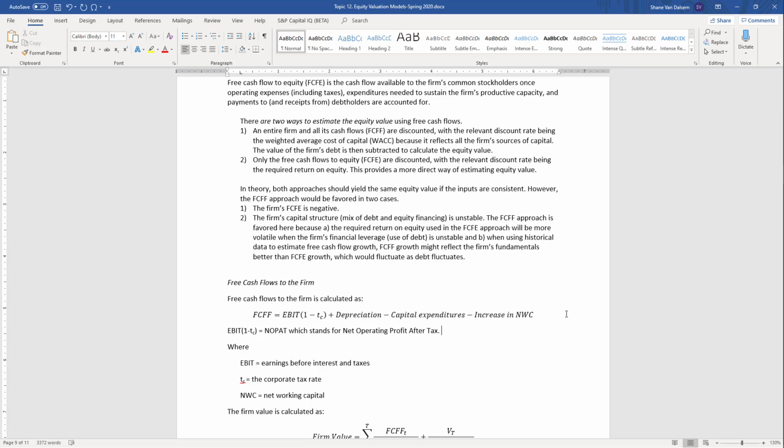We subtract out capital expenditures, and we subtract out the increase in the net working capital. So our capital expenditures and our increase in net working capital are the investments we have to make to keep the company functioning. The net working capital for a firm is the accounts receivable plus the inventory minus accounts payable minus accrued expenses.